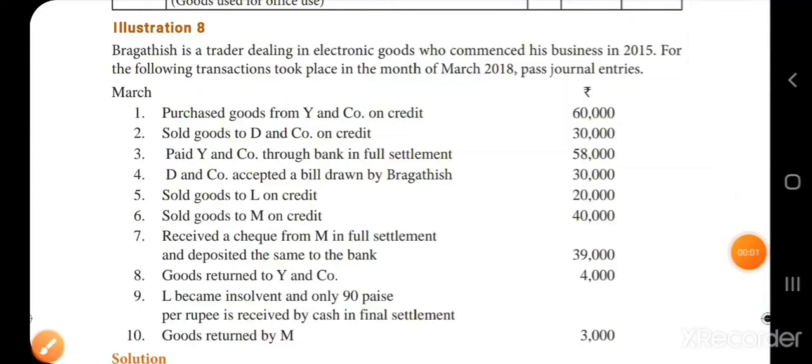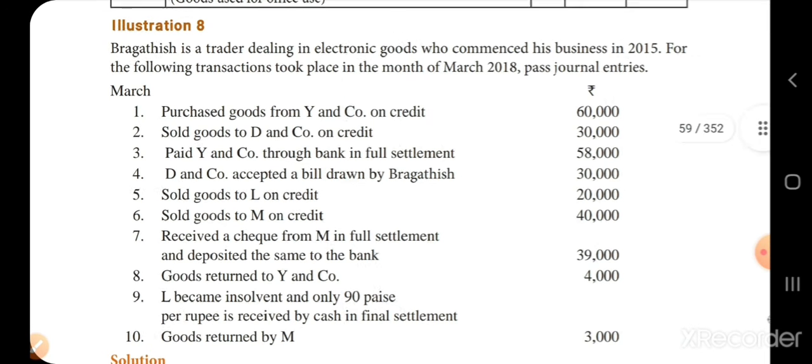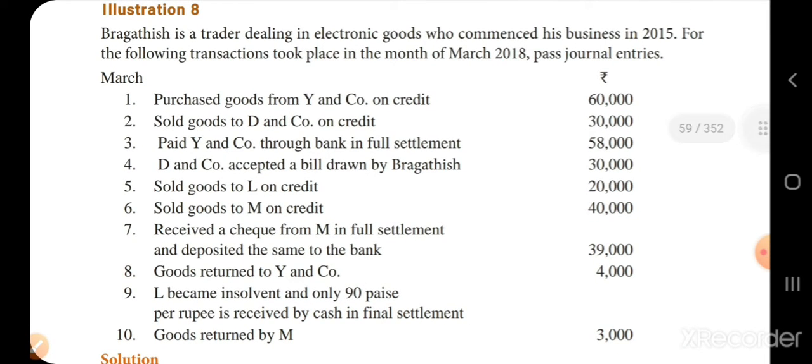Hello students, continuation of Unit 3 Accountancy, illustration problem number 8. Bragadish is a trader dealing in electronic goods who commenced his business in 2015. For the following transactions that took place in the month of March 2018, pass journal entries.